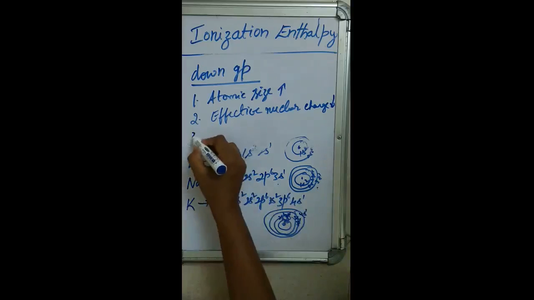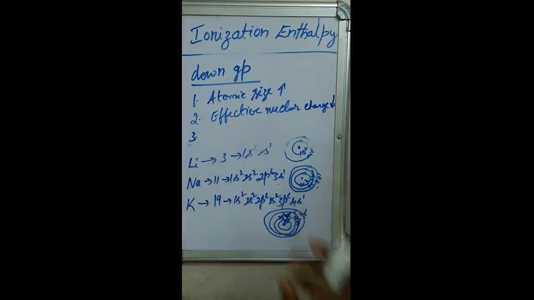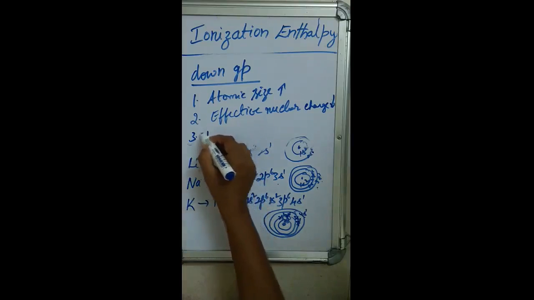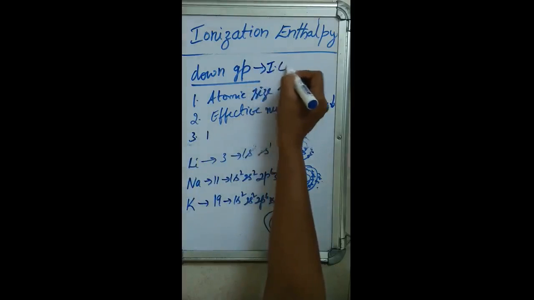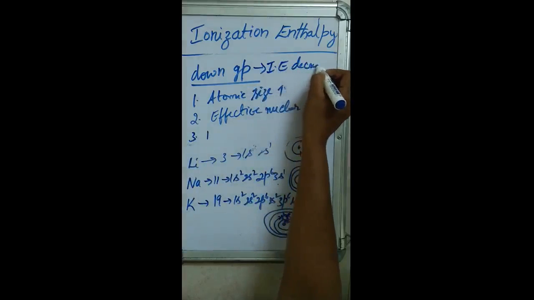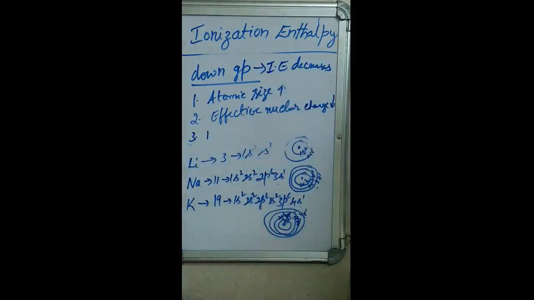So what happened? If I want to remove an electron from the 2s shell, I have to apply more energy. Here in 3s a little less, here still less. If I go next to rubidium, because it is the fifth shell, still less. So ionization enthalpy decreases down the group.